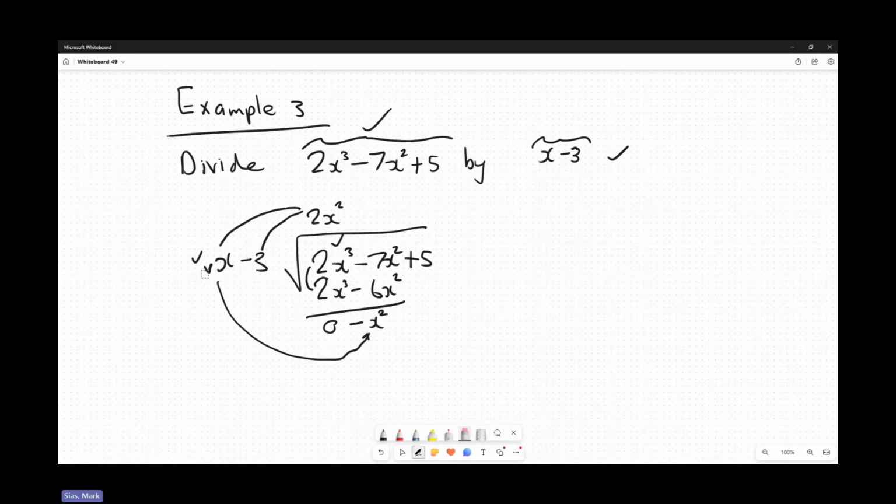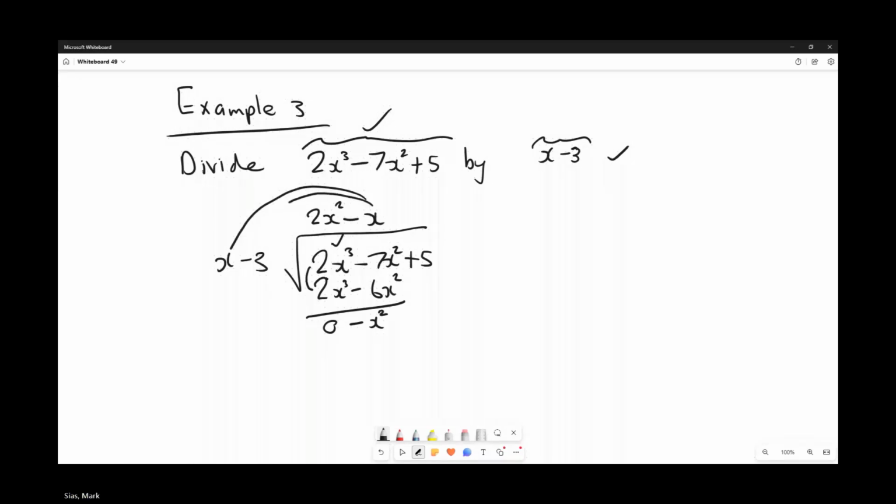In this case, we can still proceed with our division. So how many times does x divide into minus x squared? Well, minus x times, because minus x times x is minus x squared. So it's negative x times. And then I repeat the process: I multiply. Negative x times x is minus x squared, and negative 3 times negative x is positive 3x.